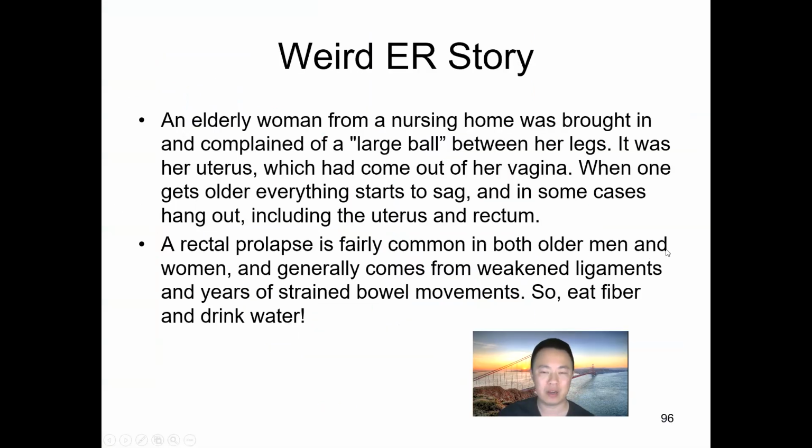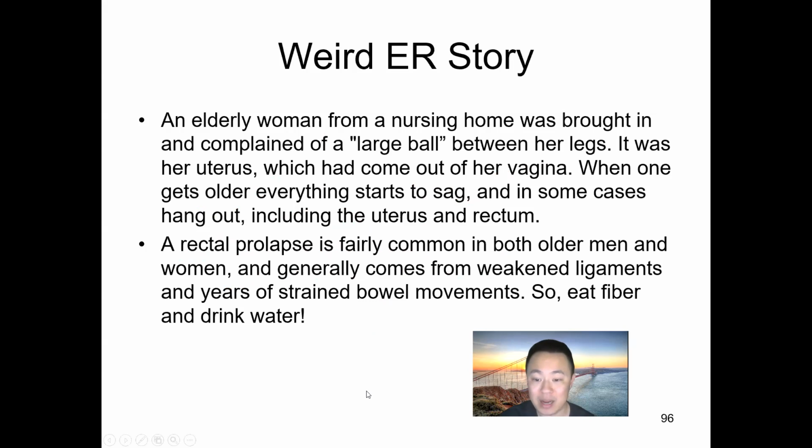Okay, so here's a weird ER story. An elderly woman from a nursing home was brought in and complained of a large ball between her legs. It was her uterus, which had come out of her vagina. When one gets older, everything starts to sag, and in some cases it hangs out, including the uterus and the rectum. A rectal prolapse is fairly common in both older men and women and generally comes from weakened ligaments and years of strained bowel movements. So eat fiber and drink lots of water.